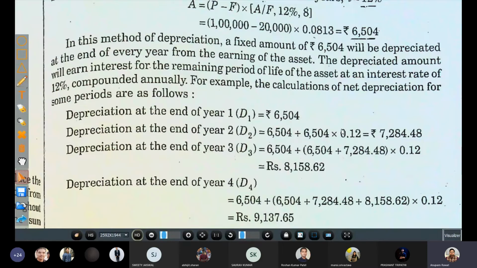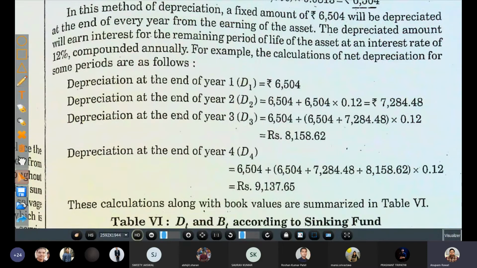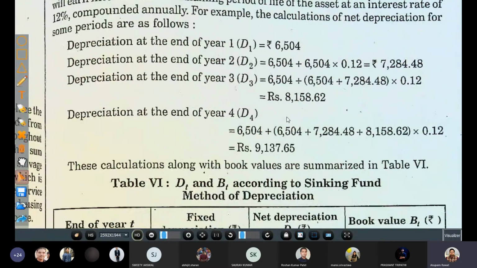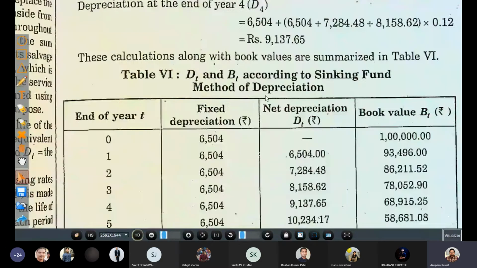So depreciation for the third year is 6,504, the annual amount depreciated, plus the previous amount which is depreciated. So we have to collect that amount, and the interest is also applied there. So 6,504 plus 7,284, the amount set up for the previous year, and the 12% interest rate. Similarly for year 4, and similarly for all the years.